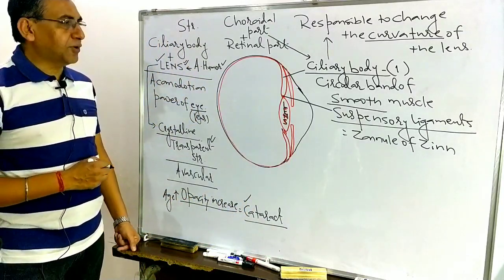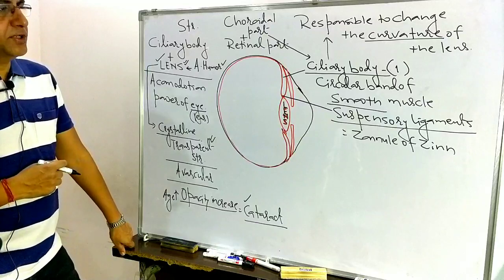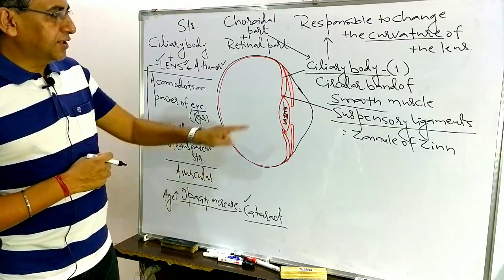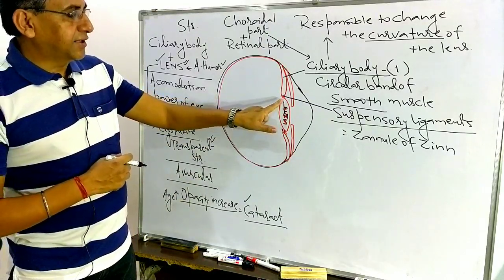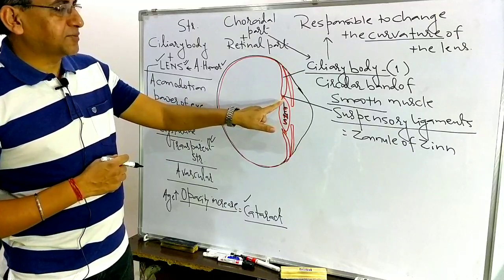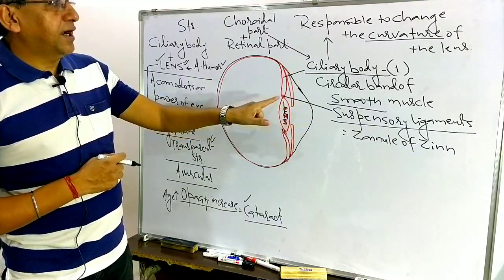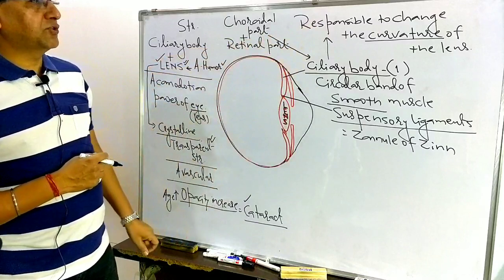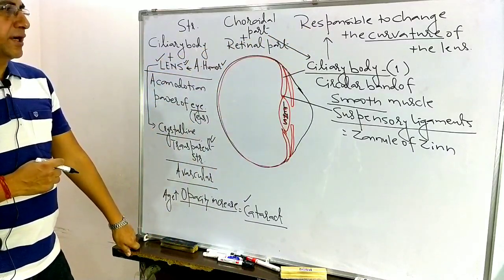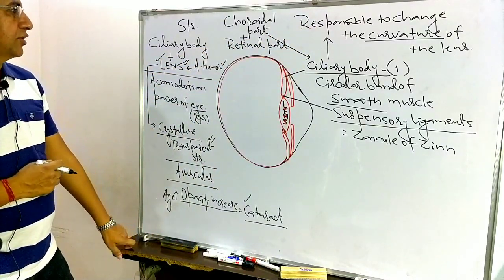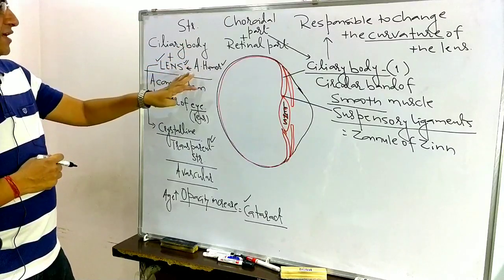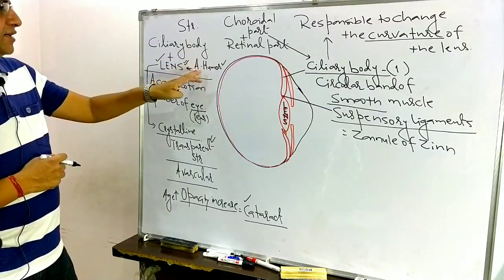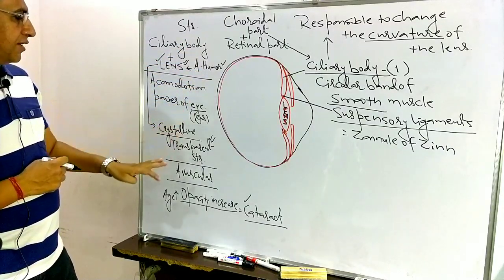So this one is about the ciliary body, a circular band of smooth muscle. Here, number 1, you can see the suspensory ligament and the canal of Schlemm. The ciliary body is responsible for changing the curvature of the lens. The choroidal part and retinal part of the ciliary body are there, and the ciliary body plus the lens are related to the accommodation power of the eye.